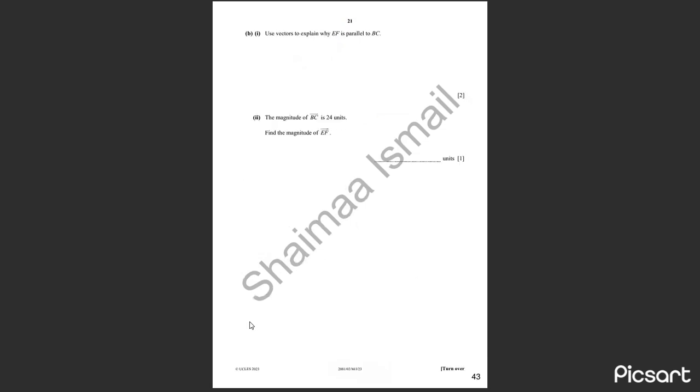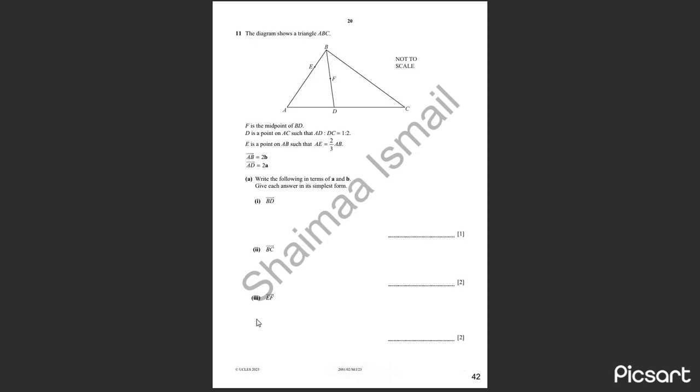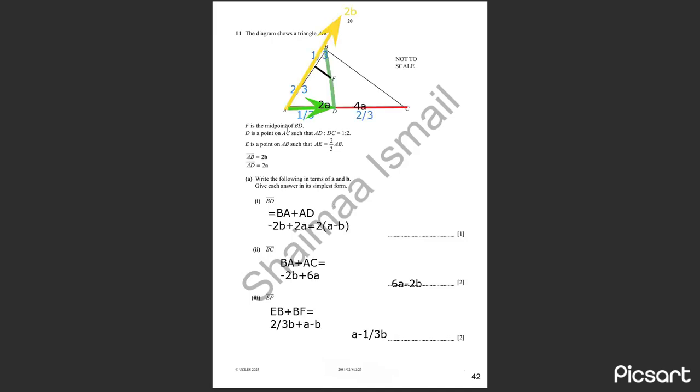Question number B: use vectors to explain EF is parallel to BC. If we use it's parallel, we have to make sure that EF and BC, these two lines, are parallel to each other. Remember, the EF here was a minus a third b. So here, the BC. Let's get the BC first. We can get the BC by saying it is minus 2b plus 6a. So let's calculate this: minus 2b plus 6a. We can take the number 6 outside and open a bracket dividing by 6. So 2 divided by 6 is a third.